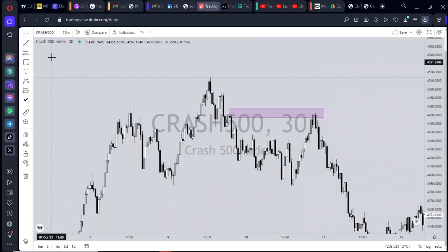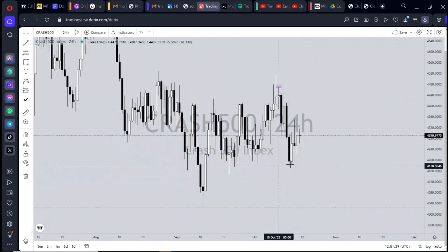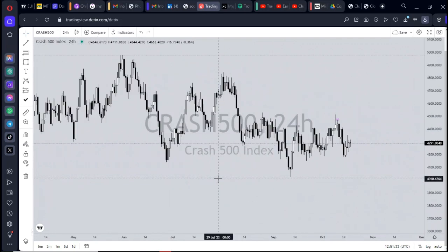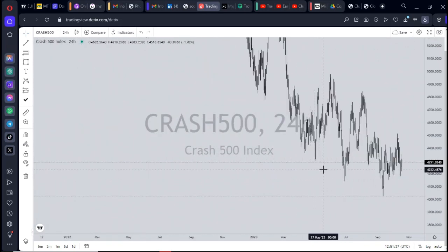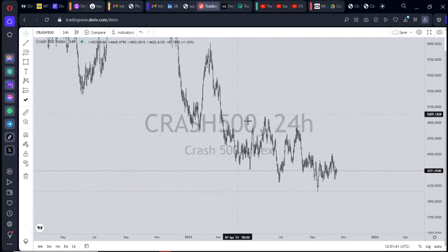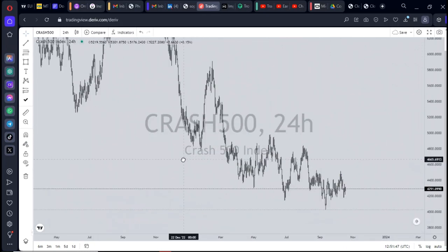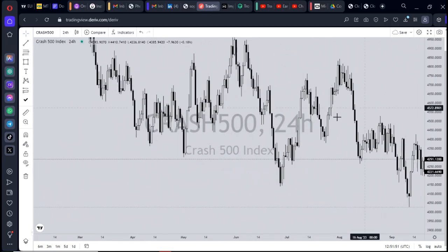First of all, I have my directional barriers from a higher time frame, and this is it on the 24 hours, and that is the daily time frame. The first thing is, when you zoom out, you will know that Crash500 has been an overall bearish trend. Even though you are not seeing lower lows and lower highs, you know that this is a downtrend. All right, it is bearish, and at this point we entered a ranging market.